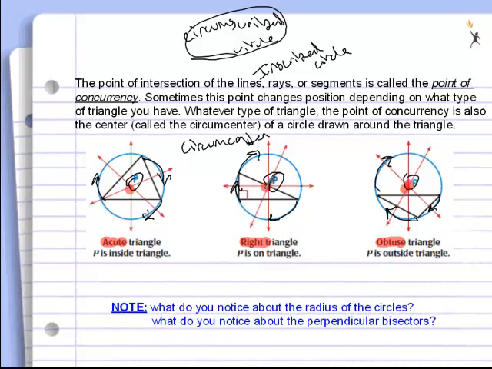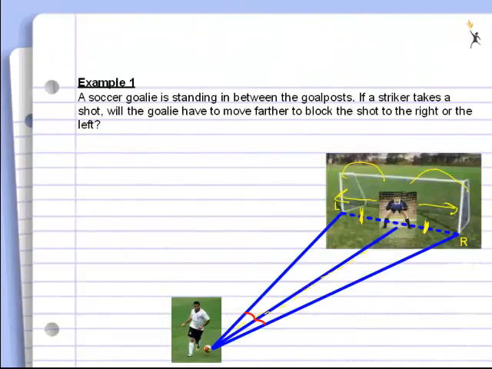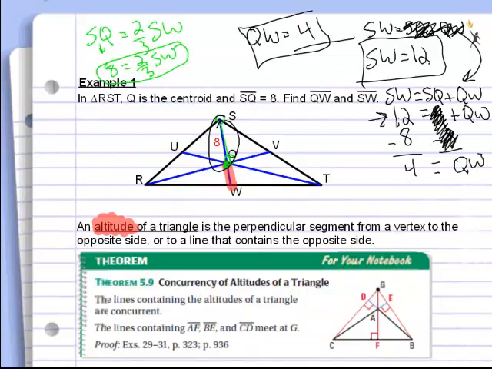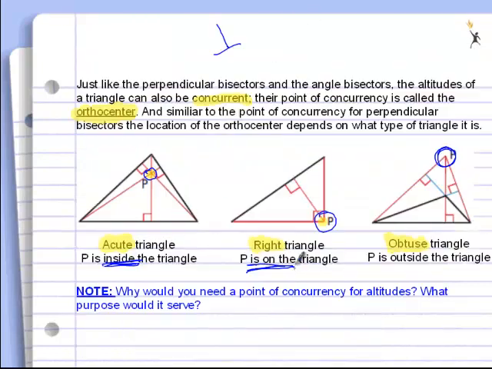In a right triangle, it's on the triangle. And obtuse is outside. So we go inside, on, outside. Inside, on, outside. Just like the perpendicular bisectors. If it's acute, both of them are inside. If it's right, both of them are on the triangle, the perpendicular bisectors and the altitudes. If it's obtuse, both the altitudes and the perpendicular bisectors meet at a point outside the triangle.